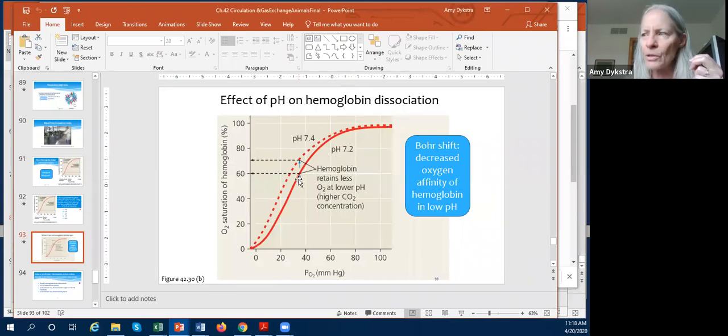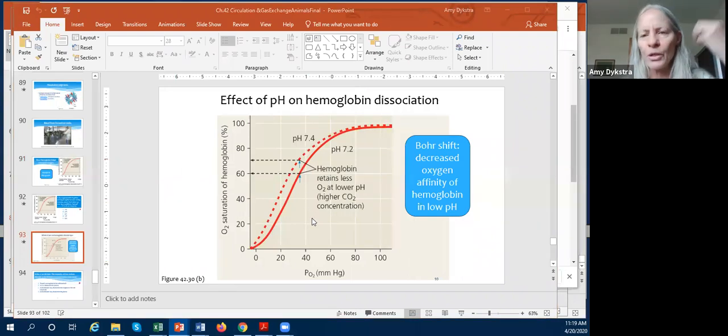So if you're exercising and you're producing lactic acid, and if you have produced a lot of CO2 and the CO2 forms carbonic acid, there's going to be more acidity or a lower pH. And then the hemoglobin will let go of more oxygen than it would at a higher pH. So both oxygen and pH affect the ability of hemoglobin to attach to oxygen.